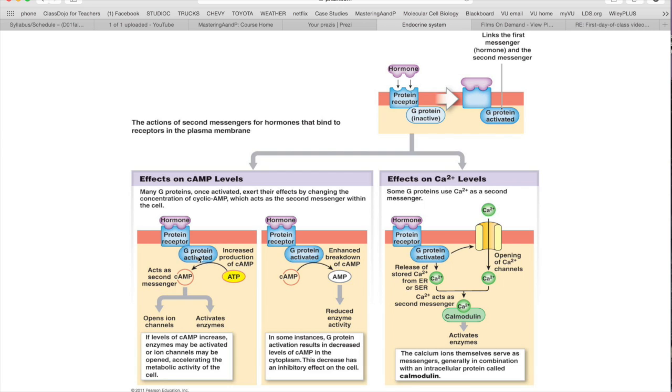So in this case, this G protein is activated. It's activating cyclic AMP, which then can either open ion channels or activate enzymes, or it could break down cyclic AMP, and then it's going to do the opposite. It's not going to open ion channels, and it's not going to activate enzymes. Or it could open calcium channels, and calcium can act as a second messenger also, and it can activate other enzymes.